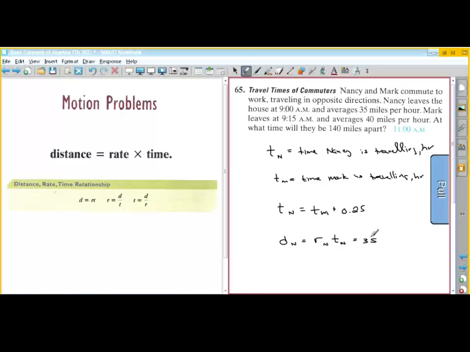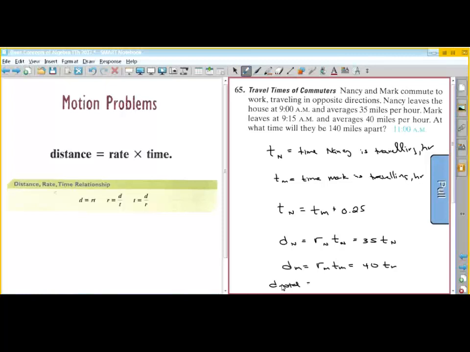And if I use hours, I'm going to leave the units off here. As long as we do miles and hours and we're consistent, we're okay. So it's going to be 35 times the time she travels. And the distance that Mark travels is going to be the rate that Mark travels times the time that Mark travels. So his rate is 40 miles per hour times the time that Mark travels.